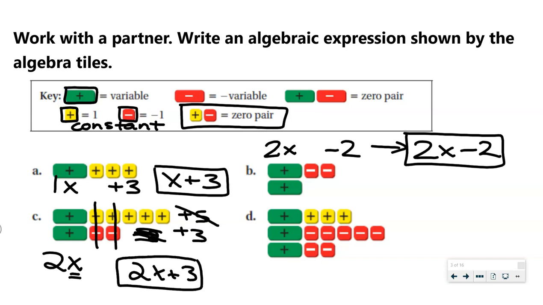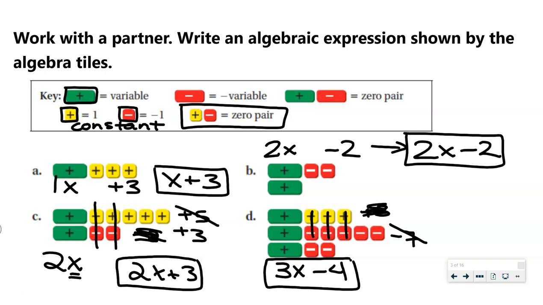Moving along here, we have 3 positive variables, right? 3x. We have 3 positive constants here, and 2, 4, 6, 7 negative constants. When we make our 0 pairs, what do we have left? Well, we don't have any more of the positives. No longer 7 negative constants, but we have 4 negatives.